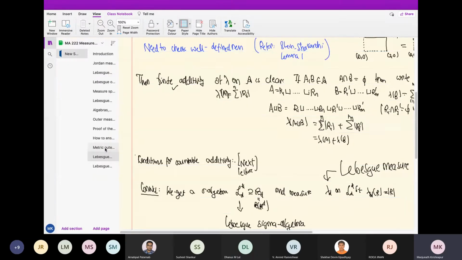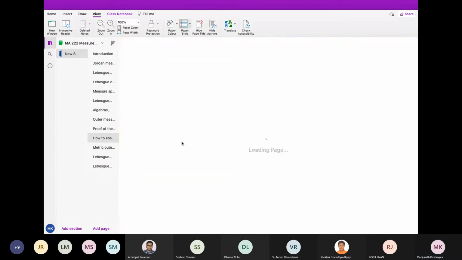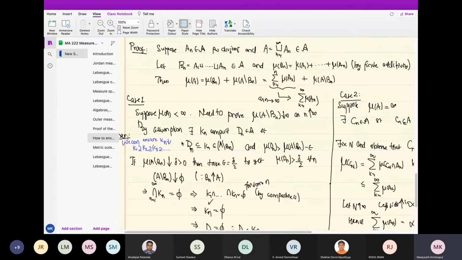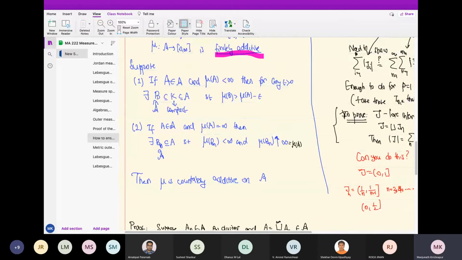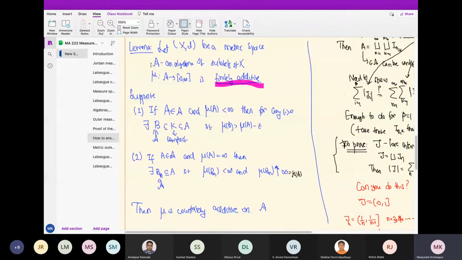For that, we will use the criterion that we used last time. Here was a criterion to check countable additivity. Suppose we have an algebra and a set function on it which is already finitely additive. Then to go to countable additivity on the algebra, we have to check two things. If you have a set A with infinite measure, that is, mu of A is infinity, all you need is that inside it there are algebra elements which have finite measure and whose measures increase to infinity. That is one.